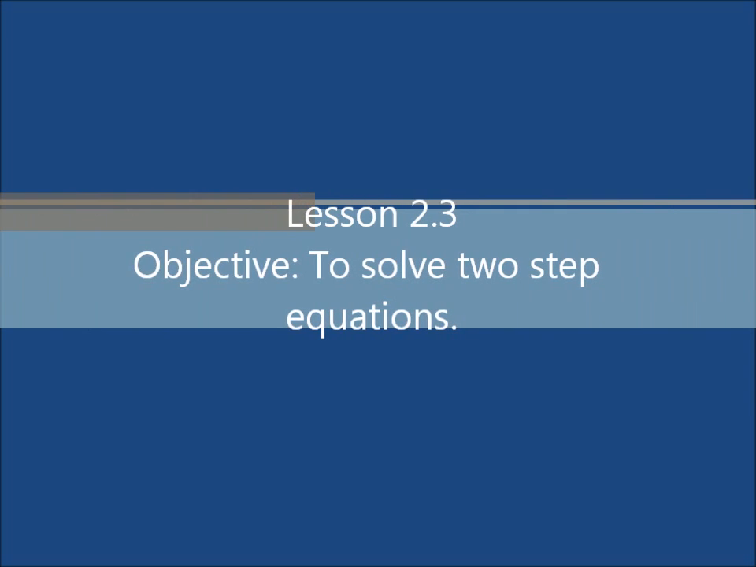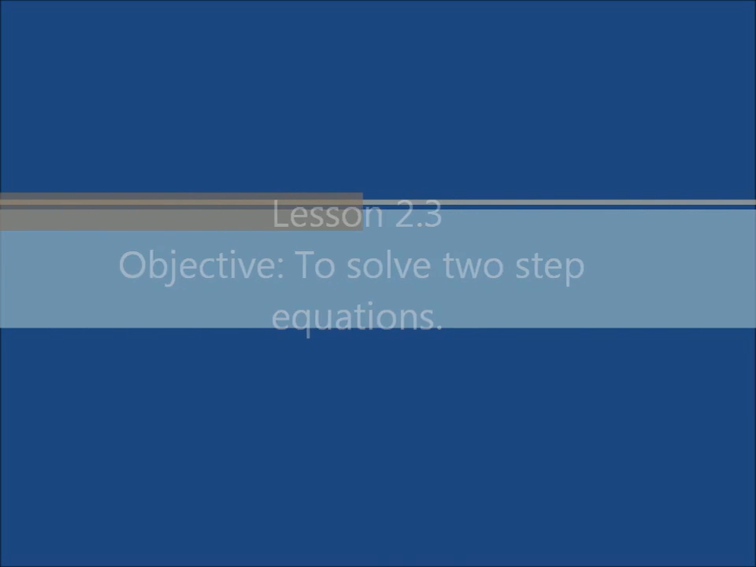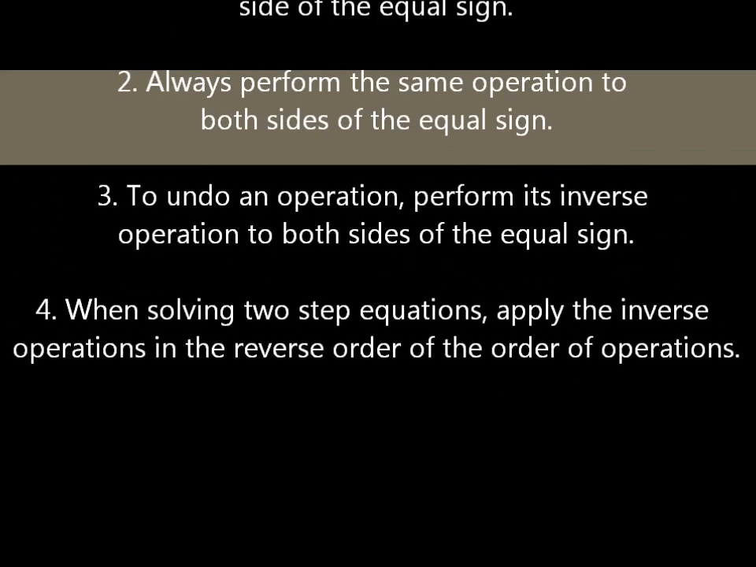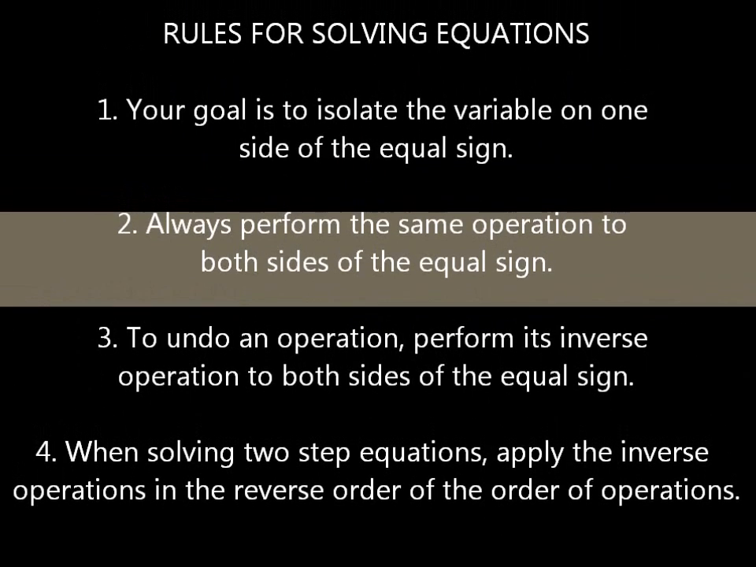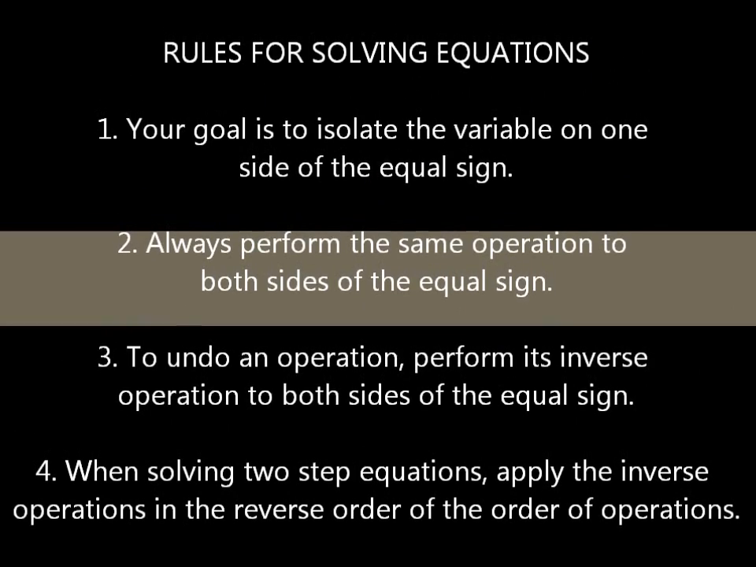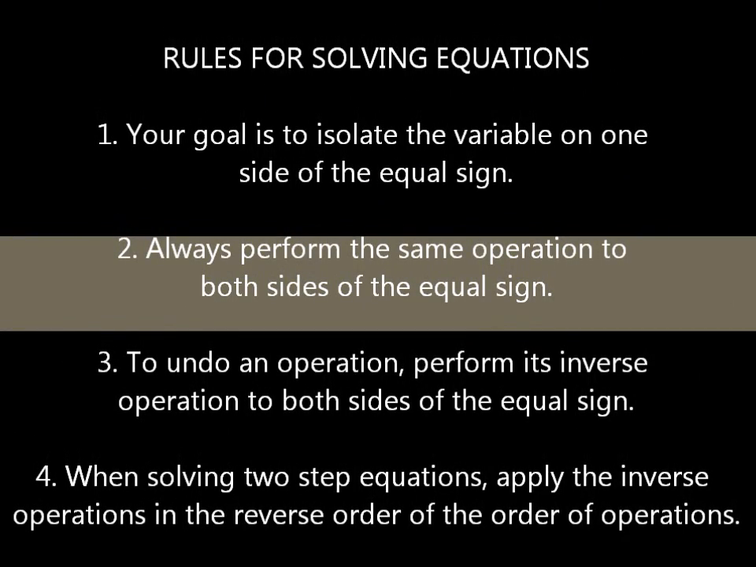Lesson 2.3. Our objective is to solve two-step equations. Rules for solving equations. Number 1. Your goal is to isolate the variable on one side of the equal sign. Number 2. Always perform the same operations to both sides of the equal sign.